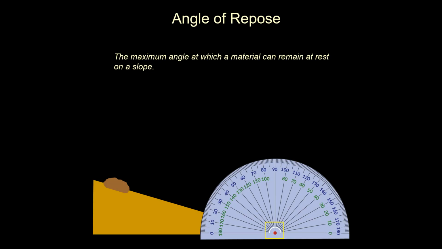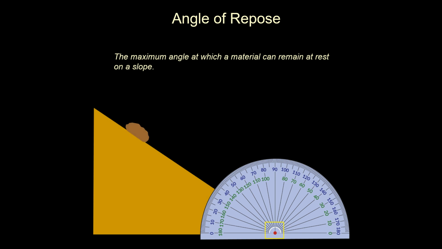So something to consider is the angle of repose, and that's the maximum angle at which material can remain at rest on a slope. And it's possible that if we increase the angle, material will no longer stay at rest. So at some critical angle, material begins to slide down or fall down a slope.